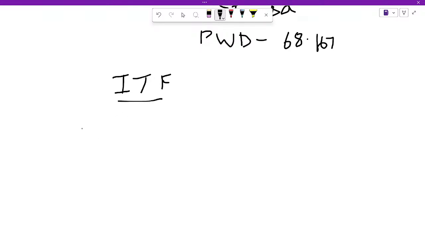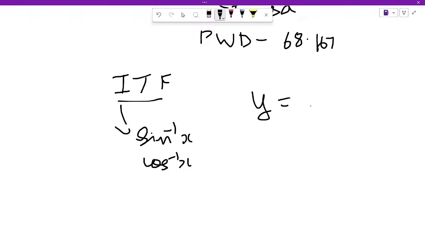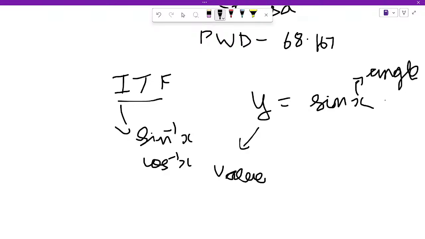So what are those inverse trigonometric functions? They are sine inverse x, cos inverse x, tan inverse x, cot inverse x, sec inverse x, and cosec inverse x. Let's say we have y equal to sin x. We know that this is a function, right? What does y represent? It's a value. So here y is the value. In sin x, what does x stand for? It's an angle. So here x is the angle.